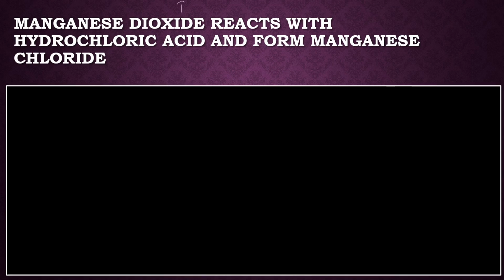So what is the first reactant? It's manganese dioxide. What is the second reactant? It's hydrochloric acid. What does it form? So the product here is manganese chloride. Always write the word equation first, then we can go ahead with the general chemical equation format so that you won't get confused anymore. First write the reactant.